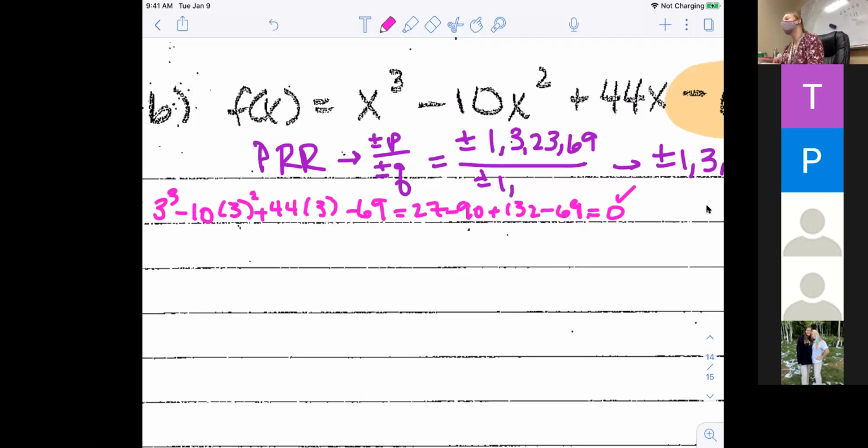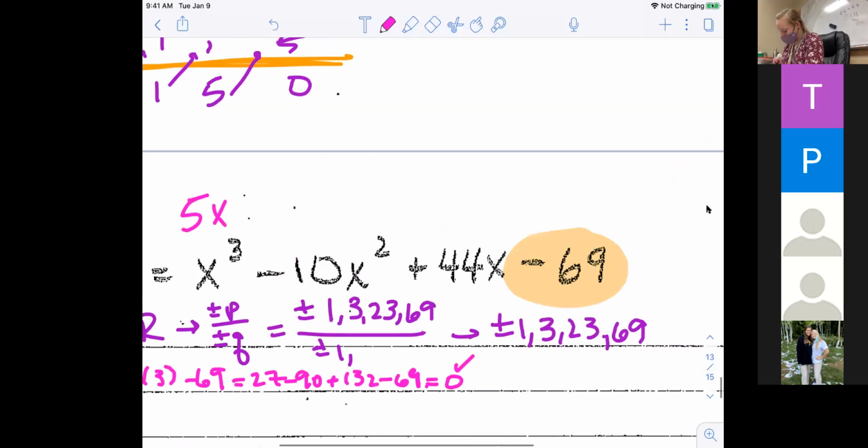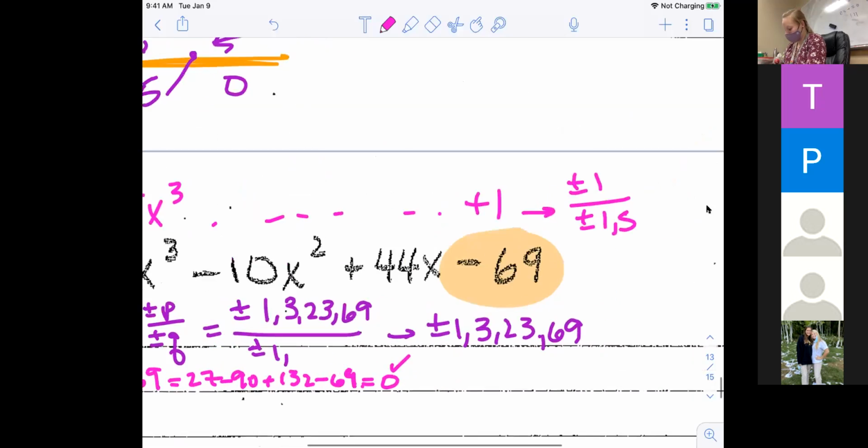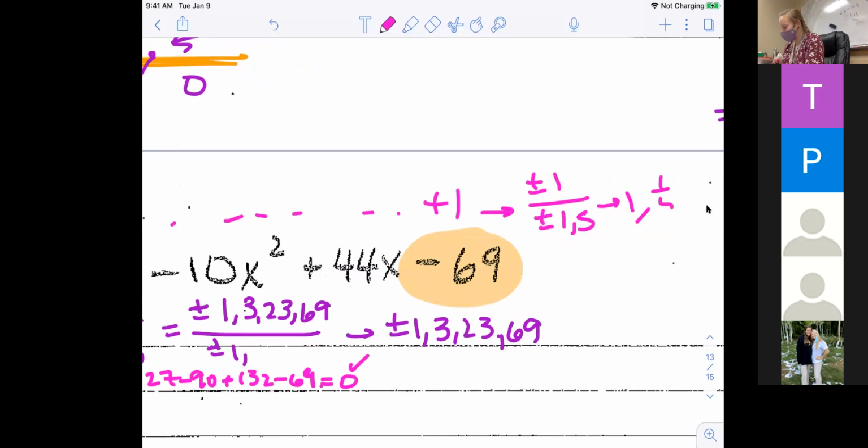I've got one more question. No more questions. What if the number on the end was smaller than the number in front? So the P was smaller than the Q. Good. So Jared's asking about P's and the Q. What if it was like 5x to the third, and then +1? That's okay. You're probably just only going to have fractions as your possible rational roots. So I would still have plus or minus my factors of 1, and plus or minus my factors of 5 on the bottom. So my possible rational roots would be positive or -1, and then positive or -1/5.